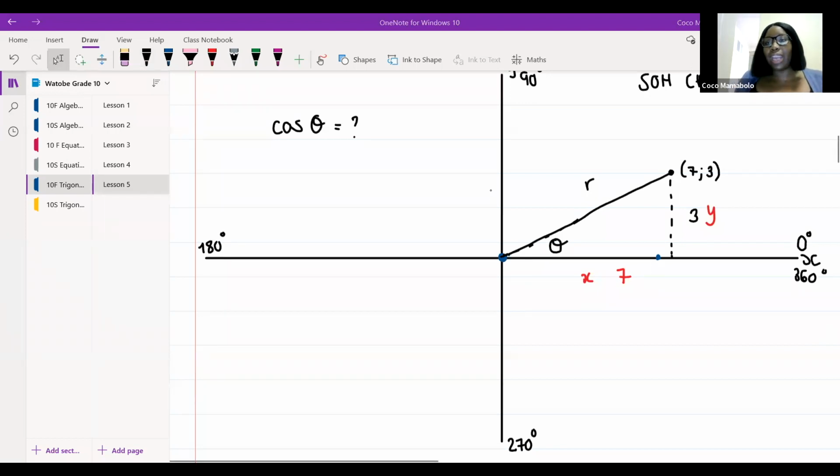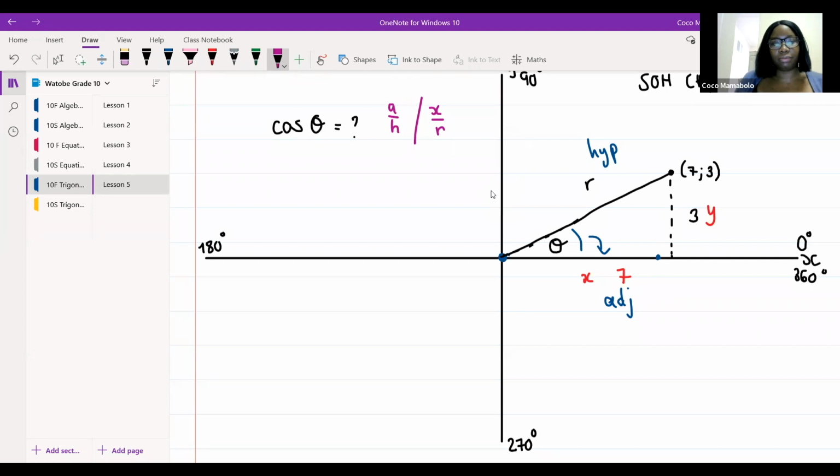Good. We know that our cos is going to be our adjacent side, which is going to be over here, over our hypotenuse side, which is our r. Good. So we already know that cos of theta is going to be adjacent over hypotenuse, or it's going to be x over r. Right. Now, who has pinpointed the problem? Anybody? What's the problem? Yes, Shaden.